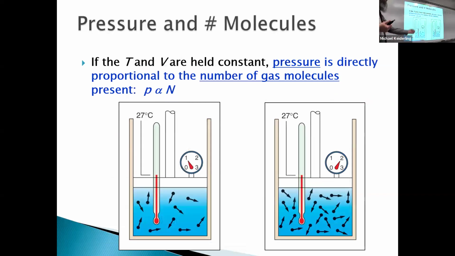So the relationship between pressure and the number of molecules. If the temperature and the volume are held constant, pressure will be directly proportional to the number of molecules. The pressure is proportional to the number of molecules.